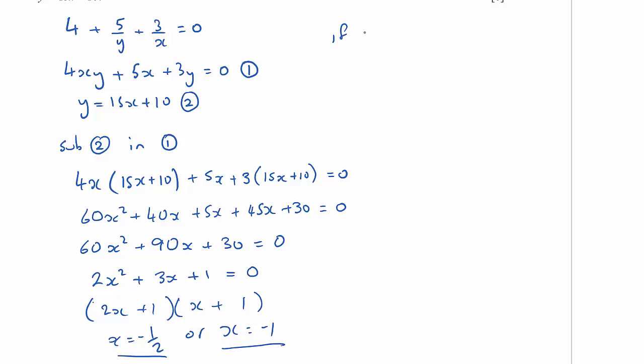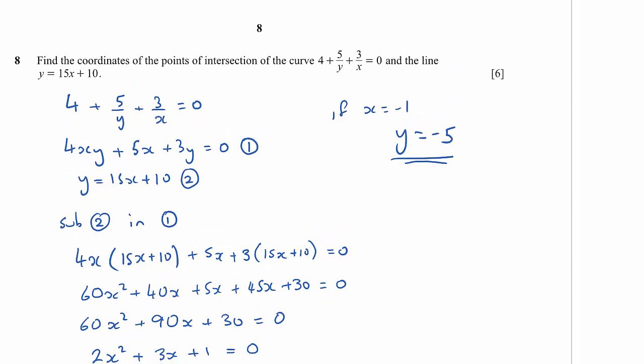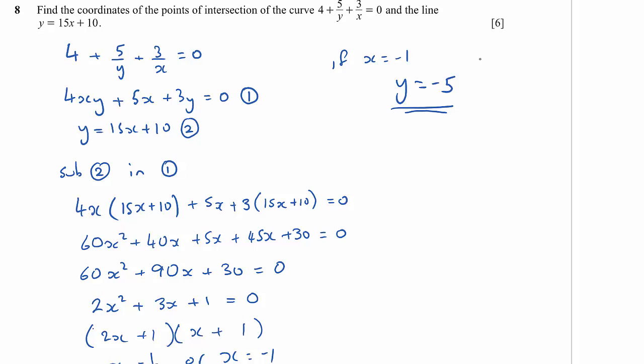So if x equals negative 1, then y is going to be 15 times negative 1, negative 15, plus 10, which is negative 5. And coordinates of points of intersection, so we can say they're negative 1, negative 5.